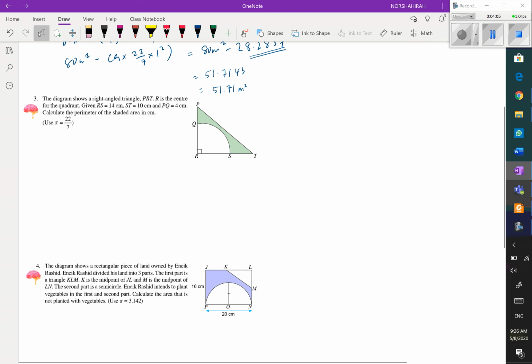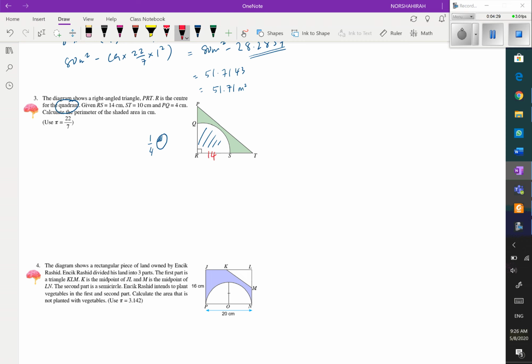Okay, so next question. The diagram shows a right angle triangle. R is the center of the quadrant. Maksudnya apa? Ini adalah 1/4 daripada circle, so 1/4 je kawasan ni. Given that RS sama dengan 14. So ingat RS dengan RQ ni adalah radius, so dia sama panjang. ST adalah 10, PQ 4. Calculate the perimeter of the shaded area in centimeter.